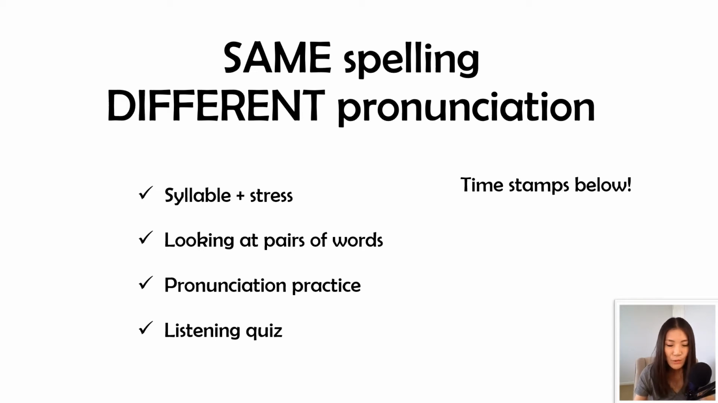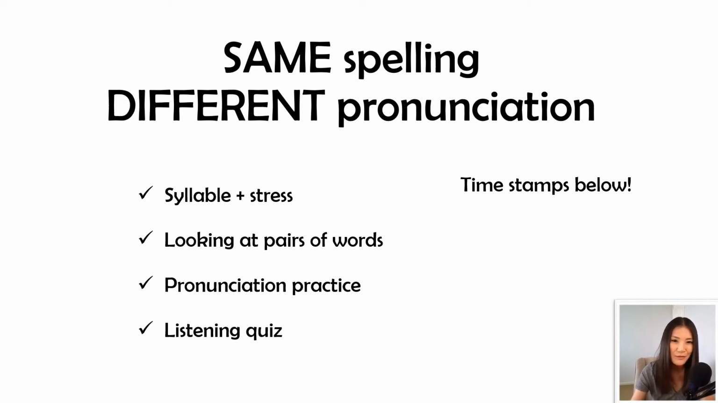In today's lesson, we're going to talk about words that have the same spelling but are spoken differently. We're going to briefly review what a syllable is and what stress is, and then we're going to look at pairs of words that have the same spelling. And then we're going to do a pronunciation practice, so speaking practice, and then we're also going to do a listening quiz so that we can confirm that we can differentiate the two. And of course, please look to the description box below for timestamps if you want to skip around to different sections of the video.